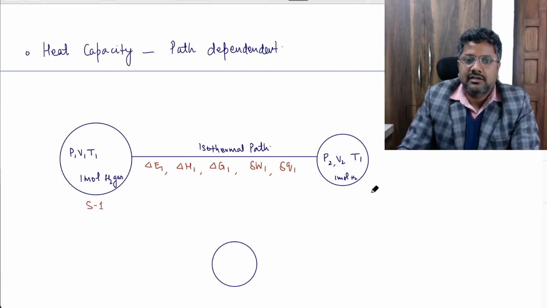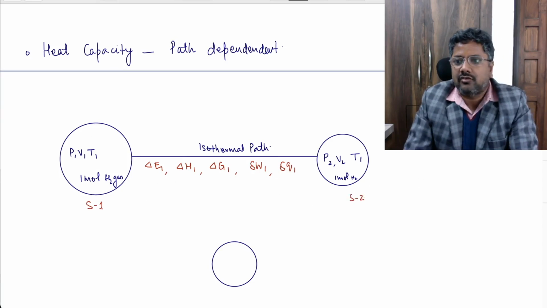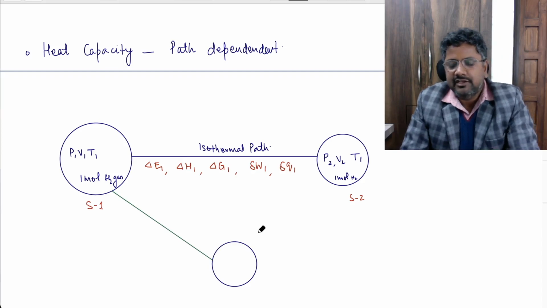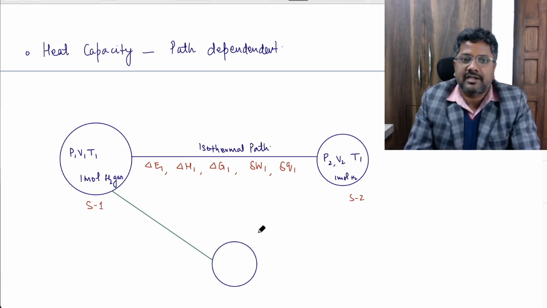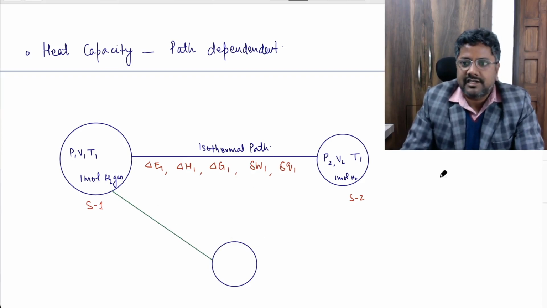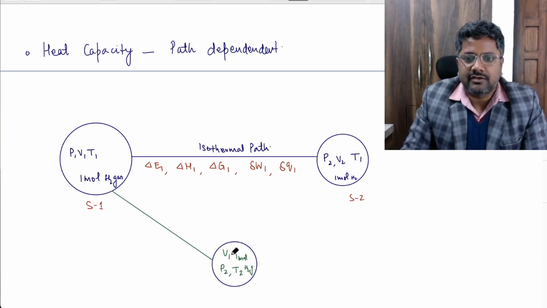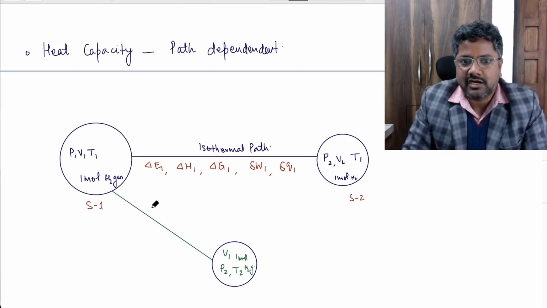So this is state 1, and this is state 2. Now I am taking another path from here to here. I am explaining how to understand state function and path function. Suppose that this time the volume is constant, V1, the pressure is P2, and the temperature is T2, and 1 mole of hydrogen gas, right? So the initial volume V1 is constant, so this path is called an isochoric path.